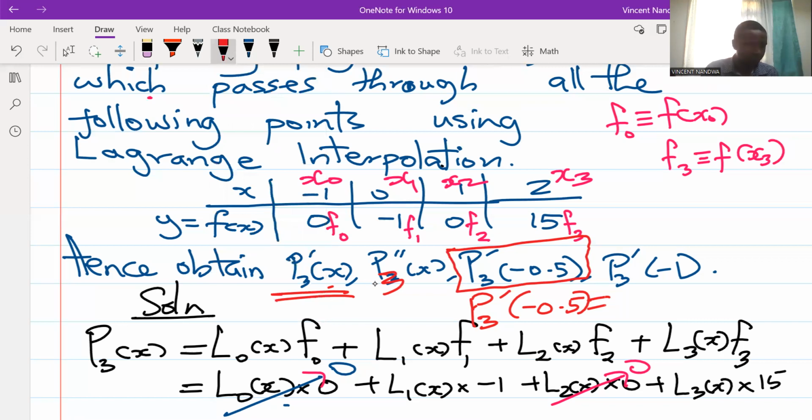That will give us -6. I don't have that. Can you reconfirm? I'm not saying it's wrong, but just confirm. I have -1.5. So confirm that. That's what I have. And then can you get the value of P3 prime at -1? You get +2. Yeah, so that's what I have. So that's what you get for that given problem.